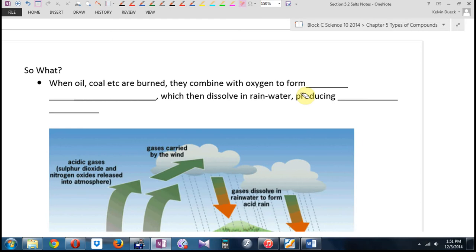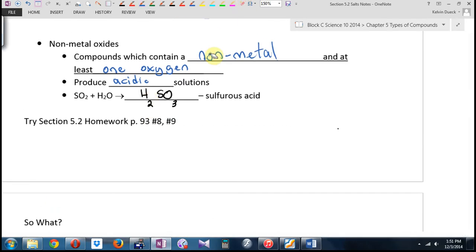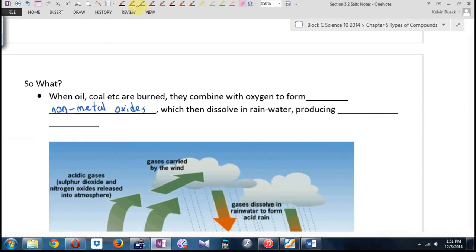So what? Turns out when we burn fossil fuels, oil and coal, they combine with oxygen to form nonmetal oxides. Then it rains. Well, if you add water to a nonmetal oxide, at the very end of yesterday's lesson on the previous page, what did I say? If you combine a nonmetal oxide and water, what do they produce? This is acid rain. Okay?